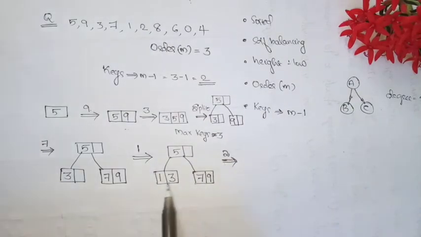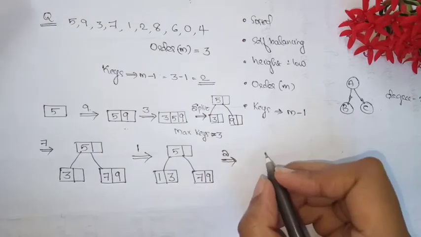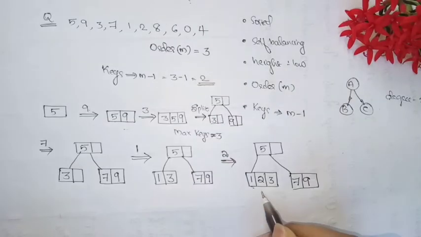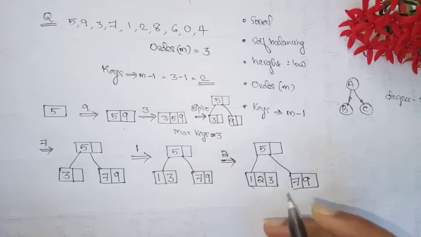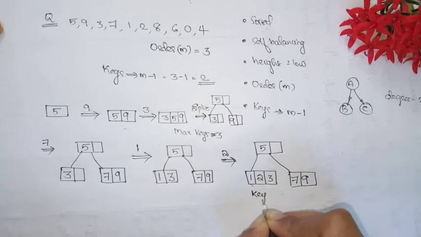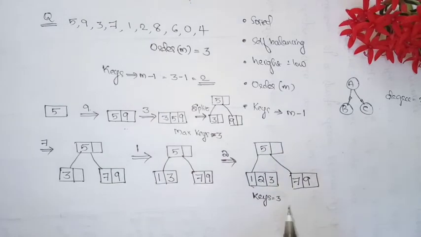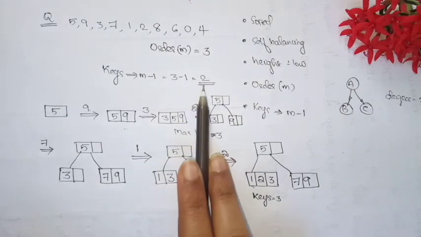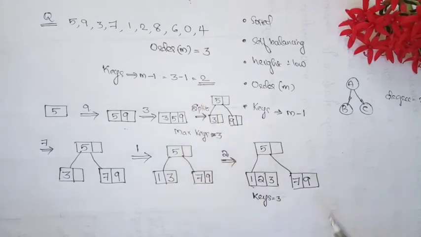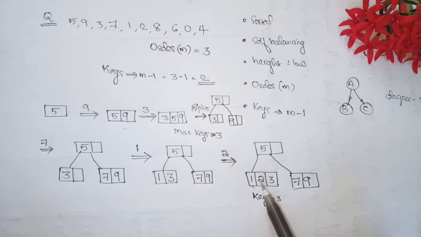Since this 2 is lesser than 5, we are going to store this 2 along with 1 and 3 in this particular node. And here when I consider the number of keys, it becomes 3, which actually violated my maximum number of keys condition, that is 2. So I have to split this particular node in such a manner that the middle element 2 has to move upward along with this 5.